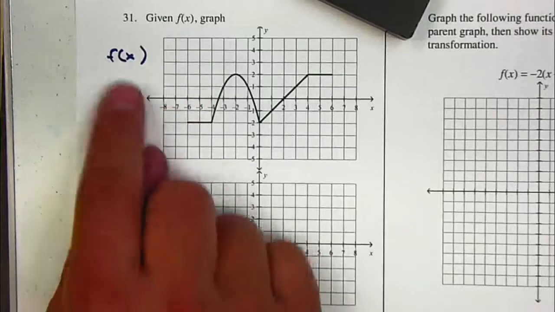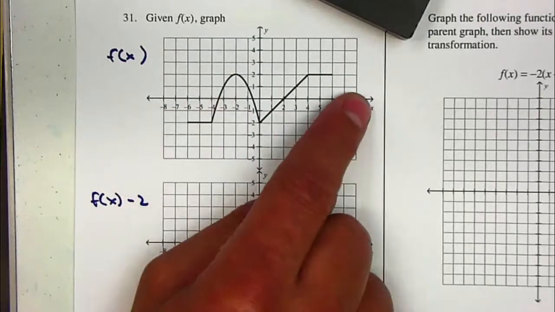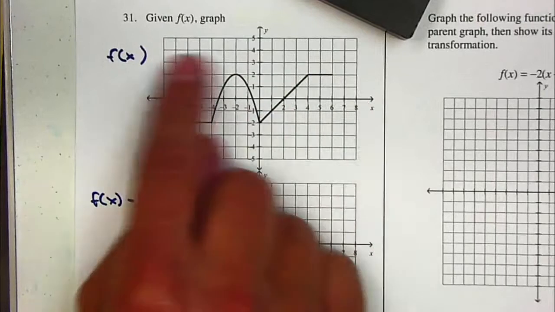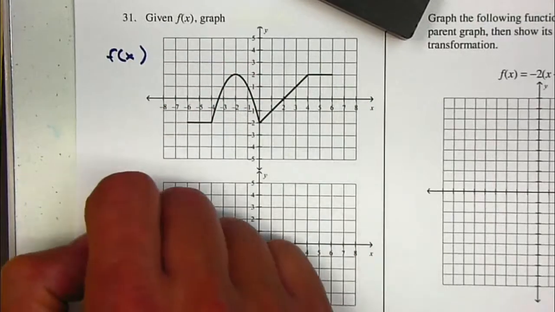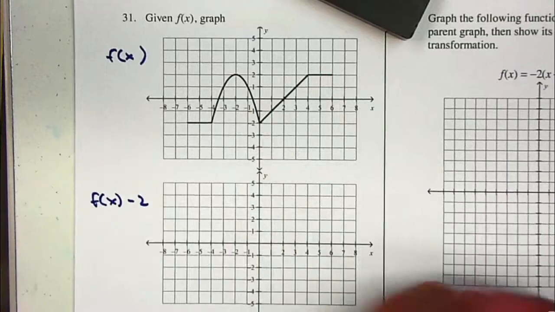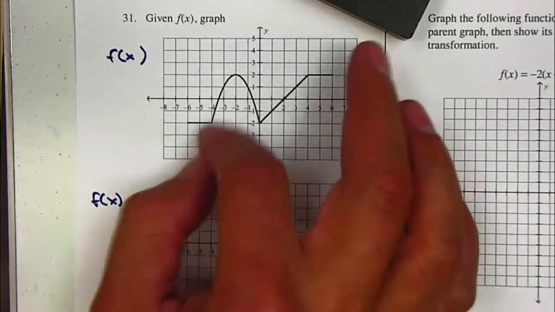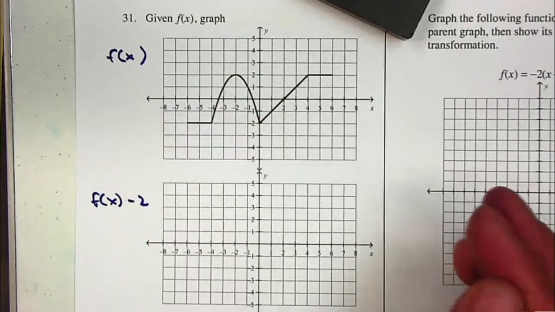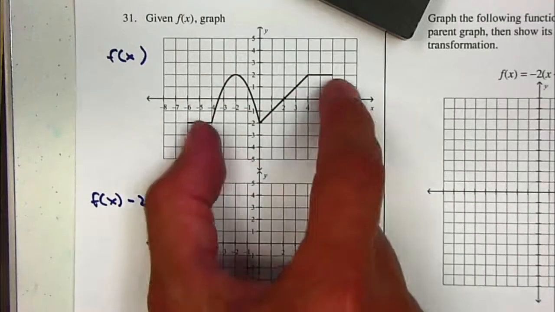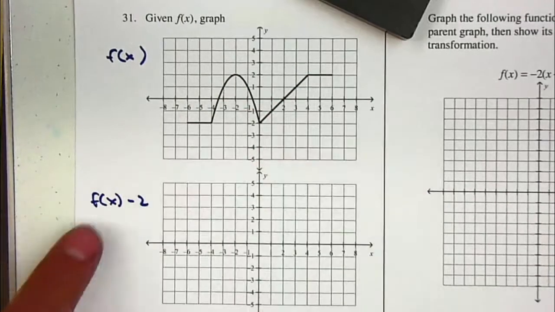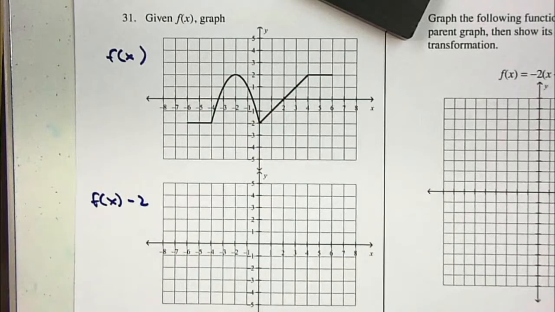Given f of x, they give you the following function. Notice that they don't give you an equation, they just give you several components of a graph. It's a function, it's continuous up to here, and they want you to graph f of x minus 2.